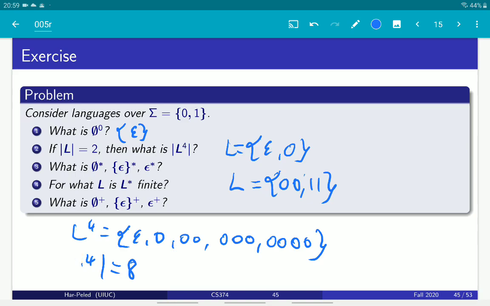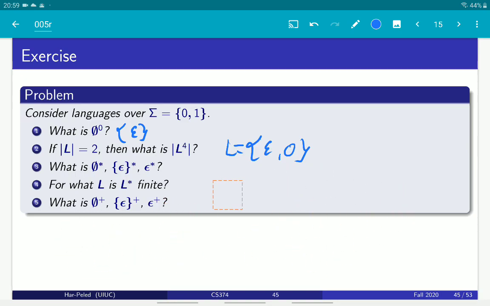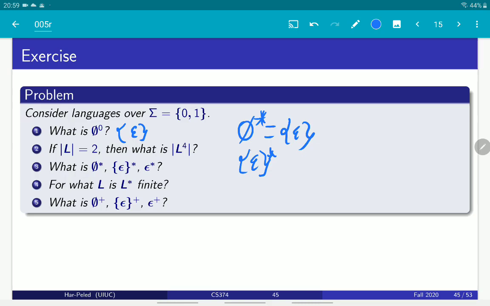Okay, let's do the other ones. Let's do empty set star. Again, it is essentially going to be the language with epsilon as the only string. Same goes for epsilon star, it's also going to be just epsilon. Just go to the definition. Epsilon star is not well defined in our setting currently. It's a string, and we didn't yet define a star operation on strings. We will define it later on.